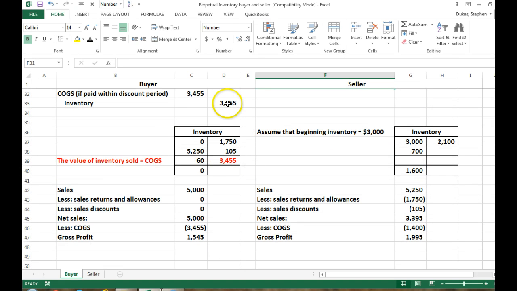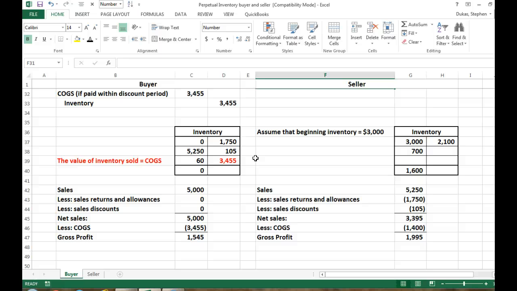This T account summarizes what's happening with inventory. So we started with a zero balance. That's not necessarily the case, but in this case we're assuming we started with a zero balance. We purchased inventory for $5,250. We returned $1,750. We added $60 for freight, and then we sold the rest, $3,455, to make the ending balance zero.